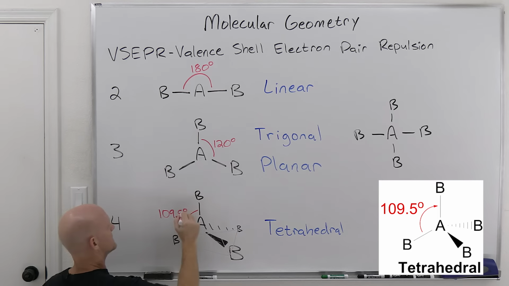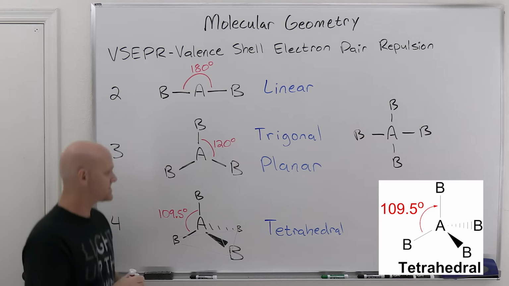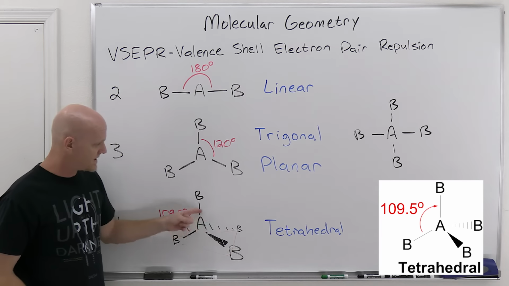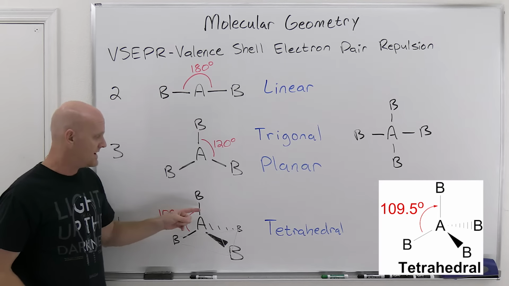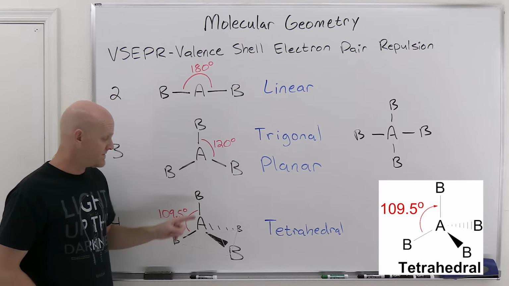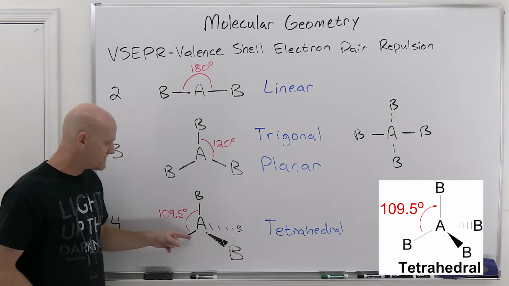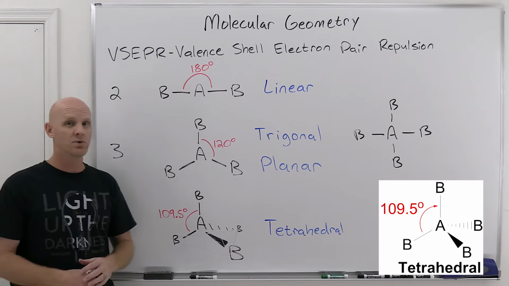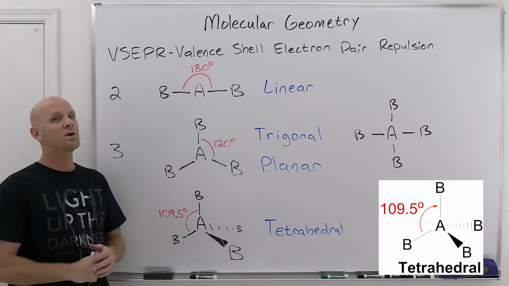not 90 degrees. And it doesn't matter which of these two I chose. I chose these two because they're in the plane and it's easiest to see, but I could have chosen these two. The angle between these two bonds is 109.5. The angle between these two is 109.5. All the angles of any two of the bonds are 109.5 degrees.